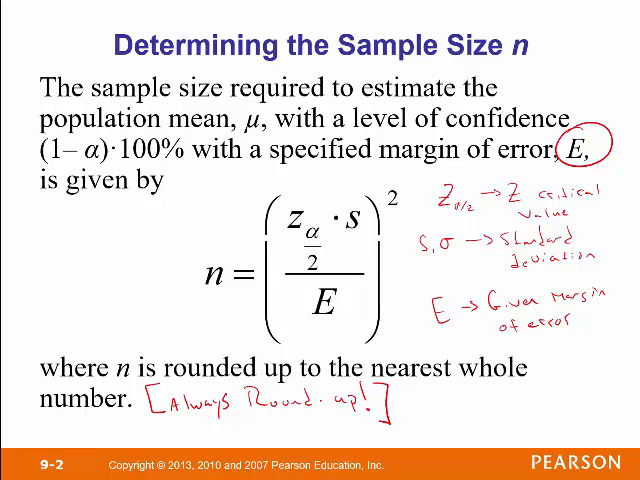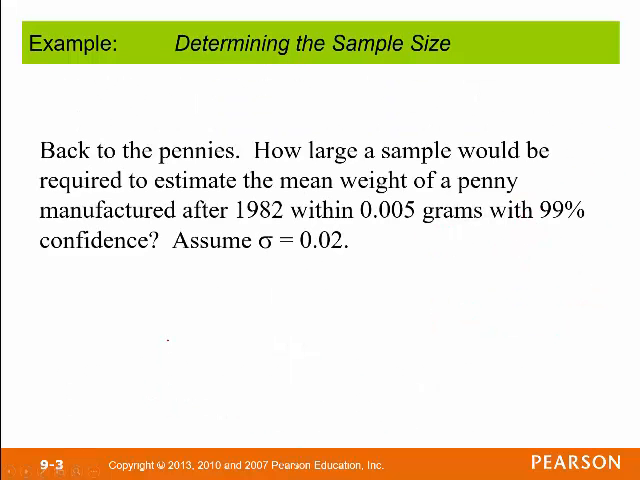All right, so what I want to do is walk you through 2 quick examples of this. We'll go back to the pennies example. If you remember, we talked about the weights of pennies minted after 1982 in a bunch of lectures. How large a sample would be required to estimate the mean weight of a penny manufactured after 1982 within 0.005 grams? This right here is the margin of error. So you're given E, it's 0.005.